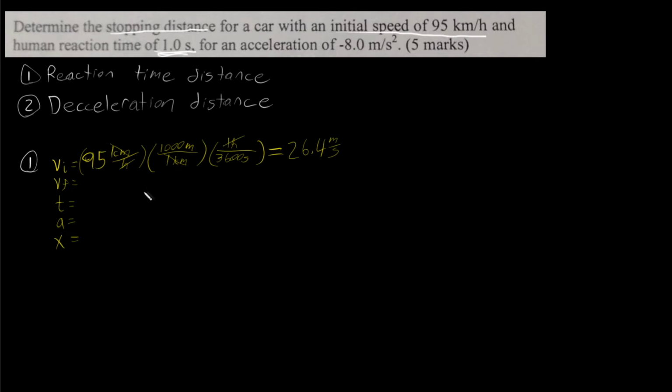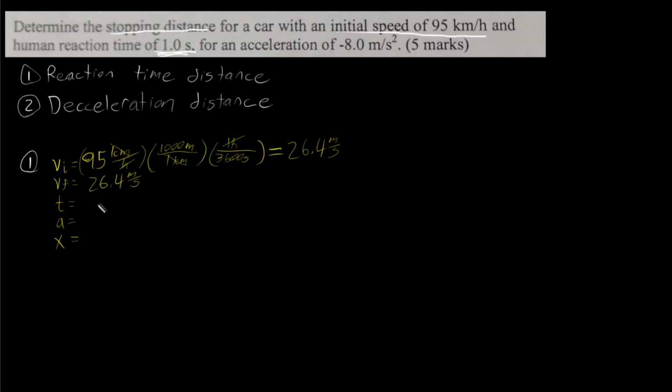Okay, so our final velocity is the speed of the car right before we start decelerating. So what is that going to be? That is going to be this same value here, because right now we're looking at the period before the foot gets on the brake pedal. So before your foot is on the brake pedal, you're going to be traveling at the same speed. So that again is going to be 26.4 meters per second.